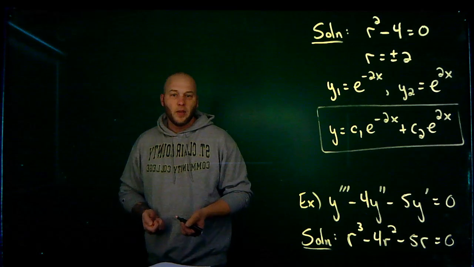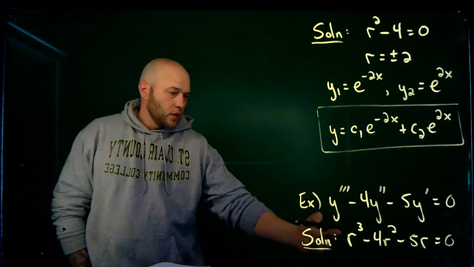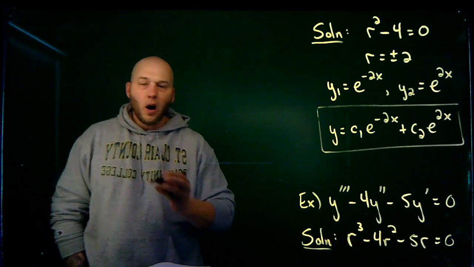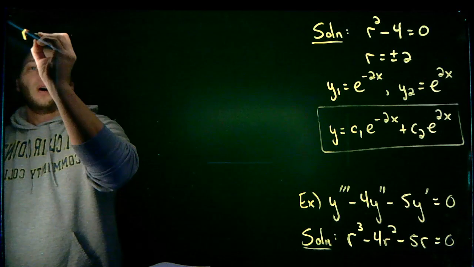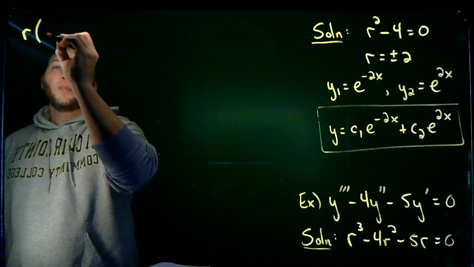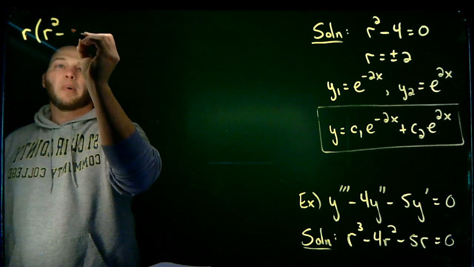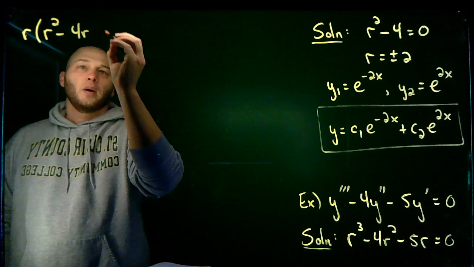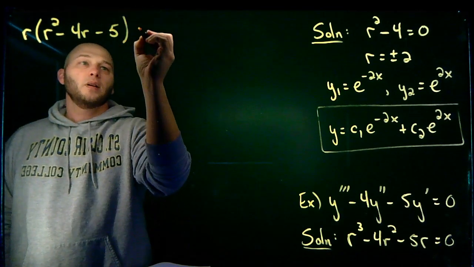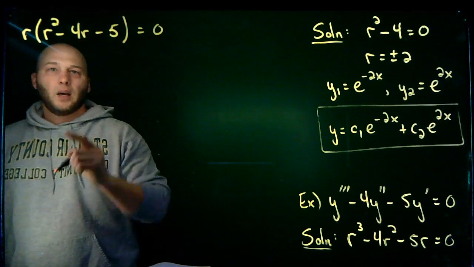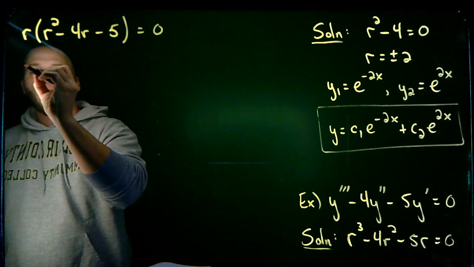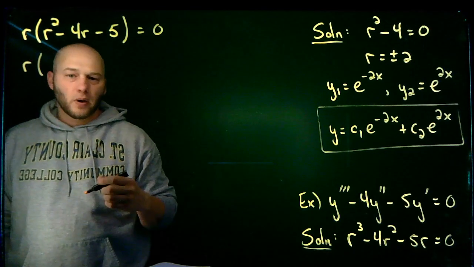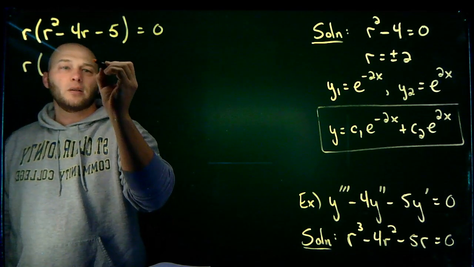Let's go ahead and solve that polynomial equation. Notice that all of these have a factor of r. Factor that out: r times what's left over, r squared minus 4r minus 5, is equal to 0. That should factor nicely. If it doesn't, let's use the quadratic formula, but it looks like it factors nicely.